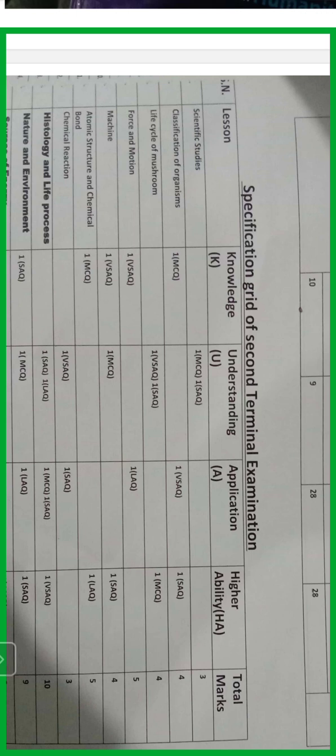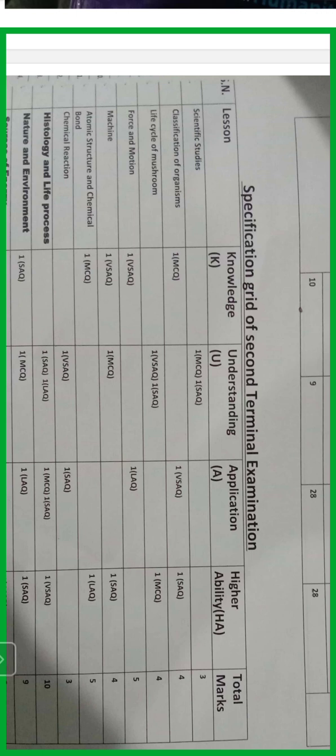Okay, in force and motion, in the first terminal examination two LAQs came from this unit, and in the second terminal examination also one long question comes from here, a 4 marks question. Long question means 4 marks question. 4 plus 1, 5. Okay, machine. From machine, one very short answer question, one MCQ, and one short answer question.